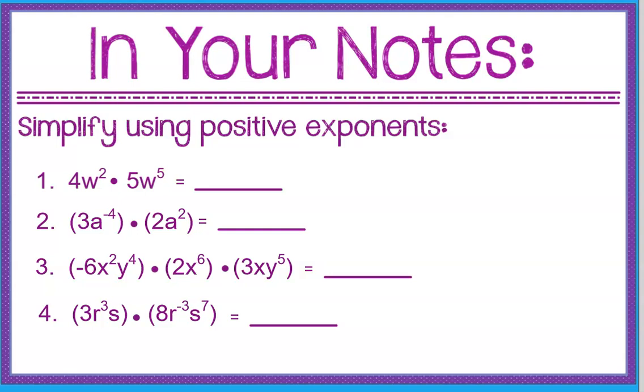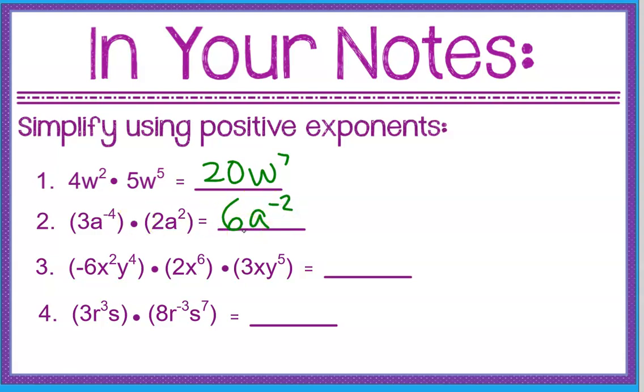Here are the solutions. The coefficients here would be 20, the base would be w, and the new power would be 7. For the second one here, the coefficients would make a product of 6, the base would stay the same, and the new power here is negative 2.